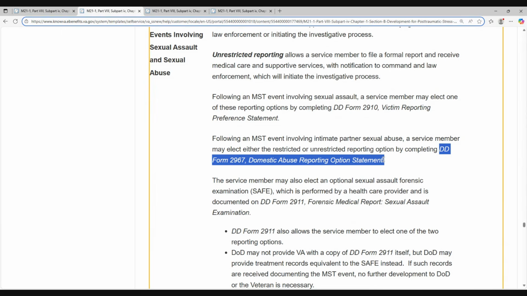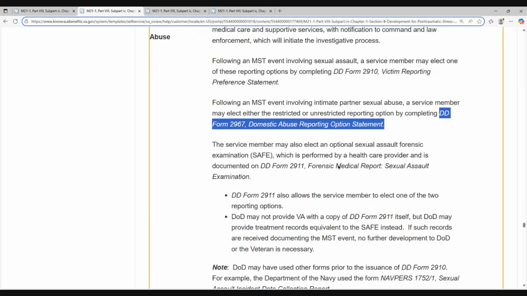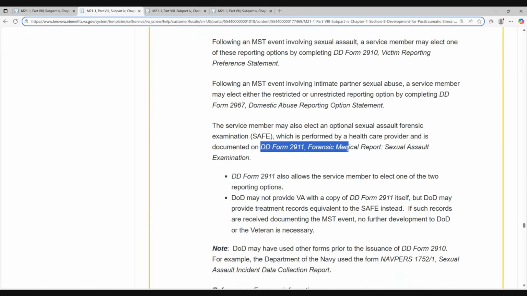Also, search through any records that you can, or if you know that you filled out one of these two forms, please let the VA know whichever route you went. Sorry, my dog's being loud. And then we also have this form right here, which is for the forensics reports.